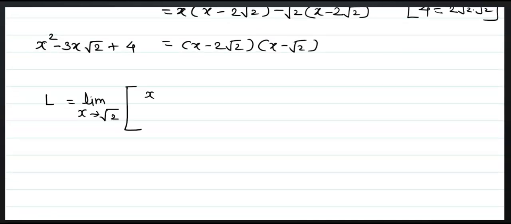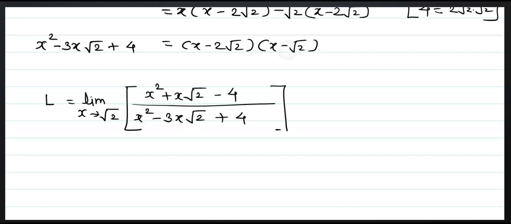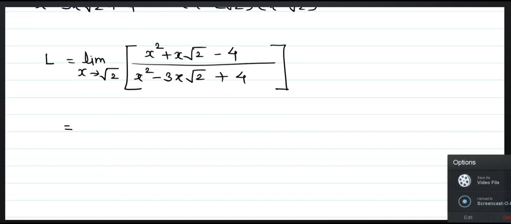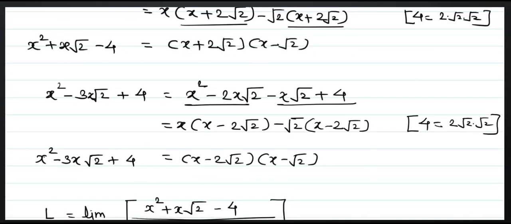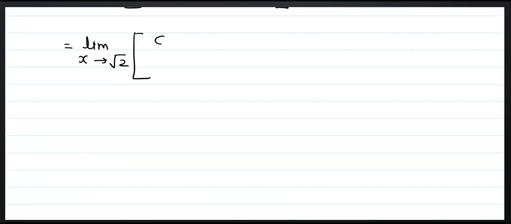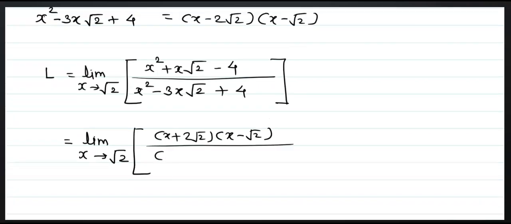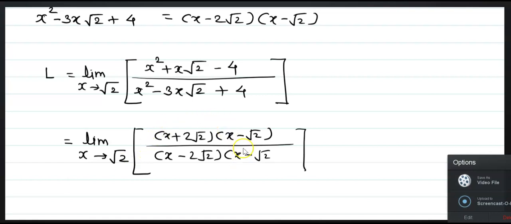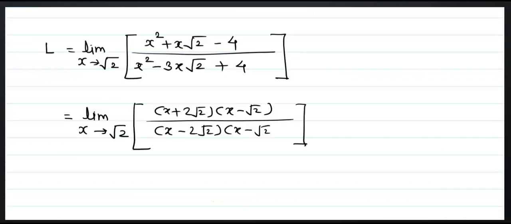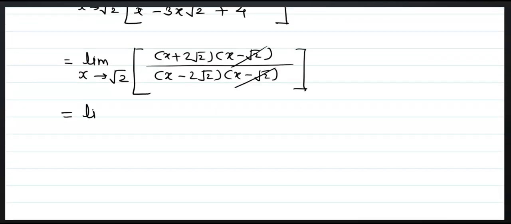Therefore, our limit becomes, we substitute the factors. Now x minus root 2 and x minus root 2 get cancelled. As x tends to root 2, the cancellation factor is x minus root 2. These two terms get cancelled, and then we'll substitute directly after the cancellation.